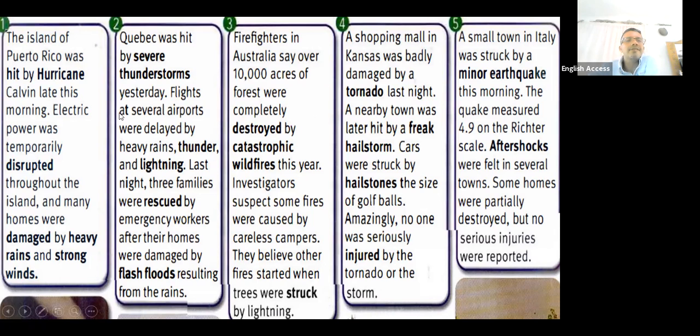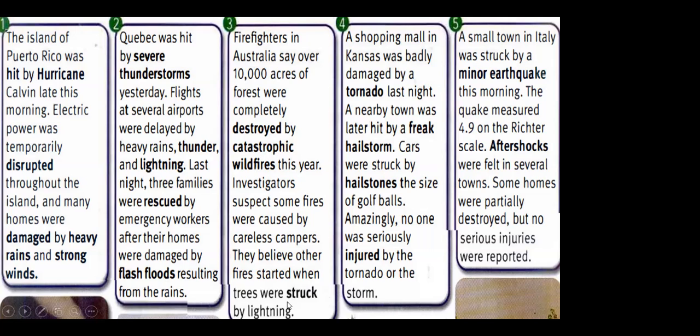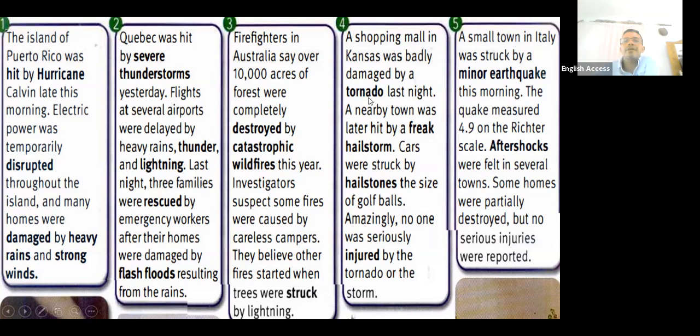rains, strong winds, severe thunderstorms, thunder, lightning, rescued, flash floods, destroyed, catastrophic, wildfire, struck, tornado, freak, hailstorm, hailstones. Remember, this is hailstorm.